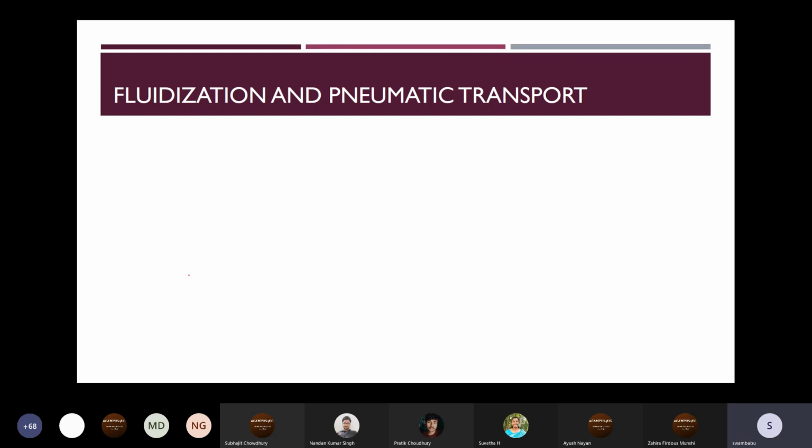So in the last class, I talked about this word called fluidization, but I thought it may not be clear, so I'm giving a small explanation of fluidization. This is called fluidization. This is one phenomenon. Then pneumatic transport is another phenomenon, but usually these two are related.